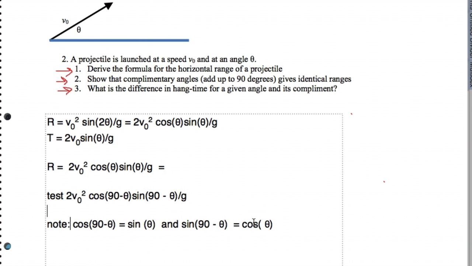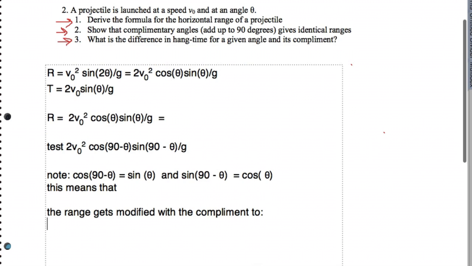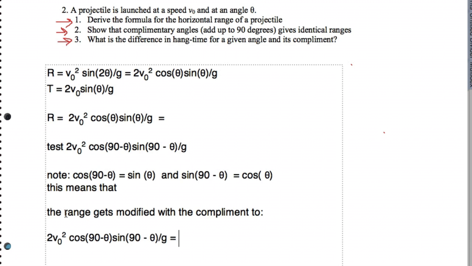So what does this tell us? This means that the range gets modified with the complement to, we start with this formula, and then this ends up being 2v0 squared, and we swap it out. This is simply sine of theta, and this is simply cosine of theta. So it's the same. That's what we mean by a proof.